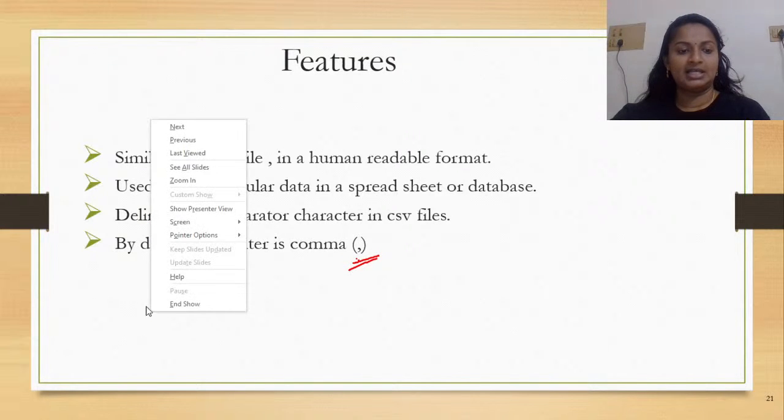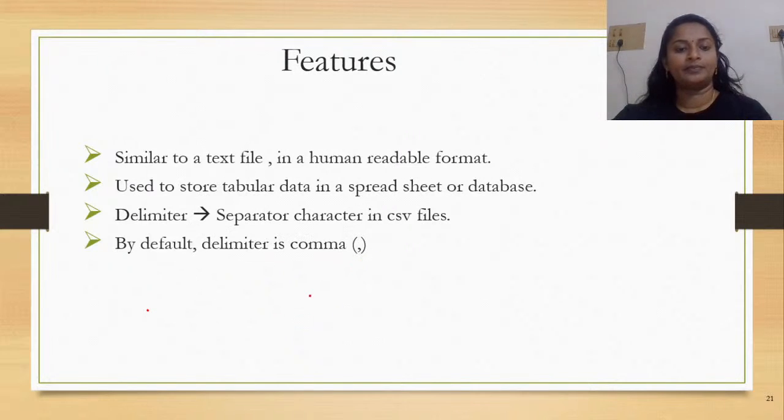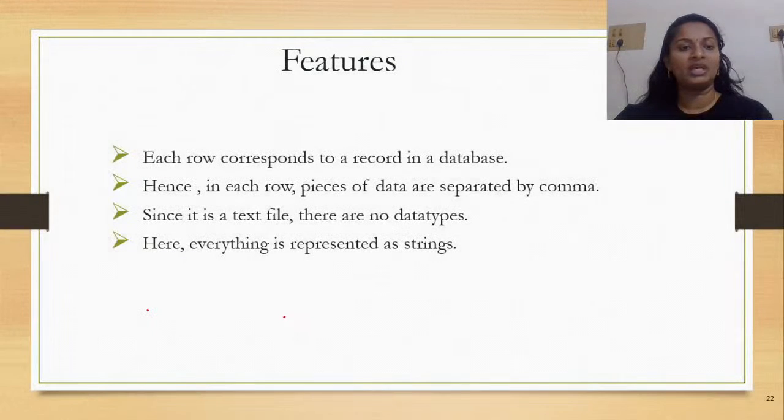So let's see the next features. Now, each row corresponds to a record in a database. Now, what exactly is a record? When do you call something a student record? This is something that is usually stored in the academic section of your schools and colleges, right? A student record would contain all the information with respect to that particular student, right?